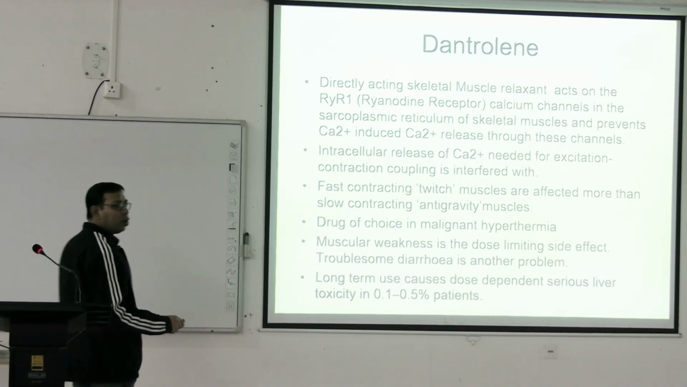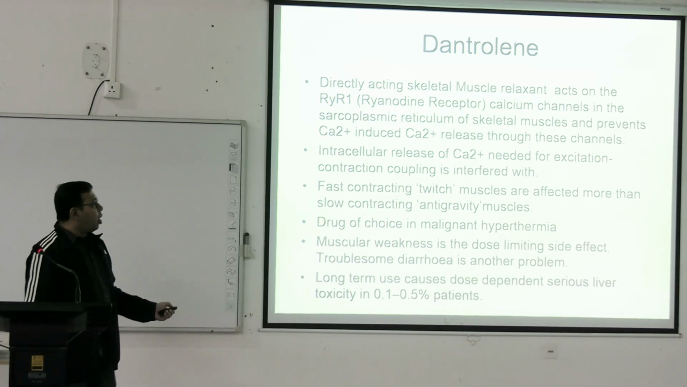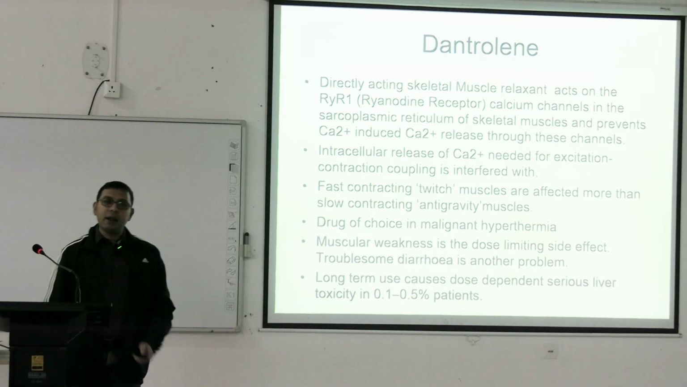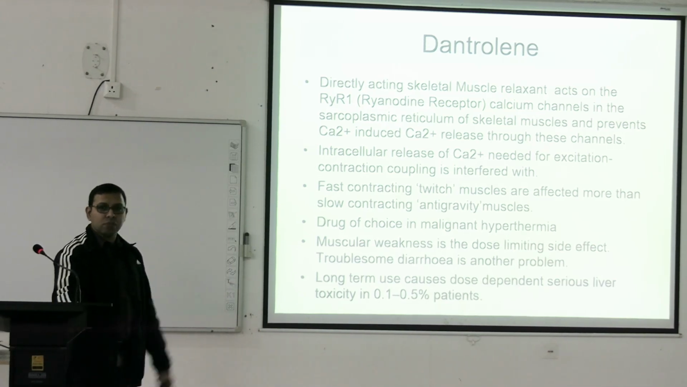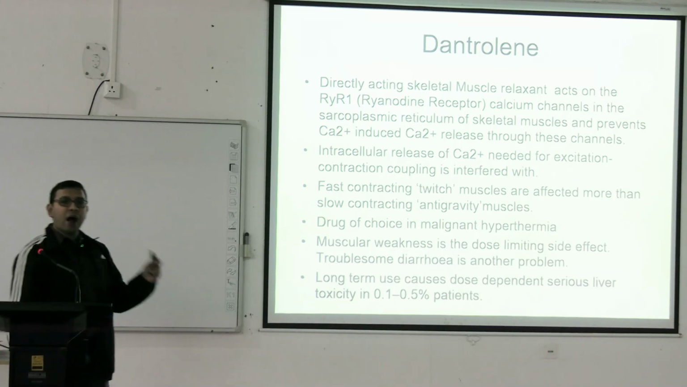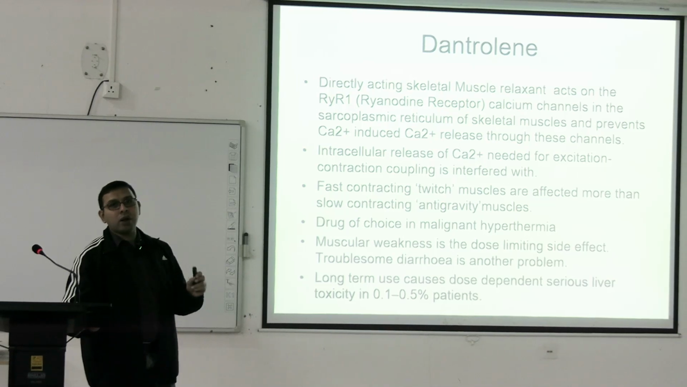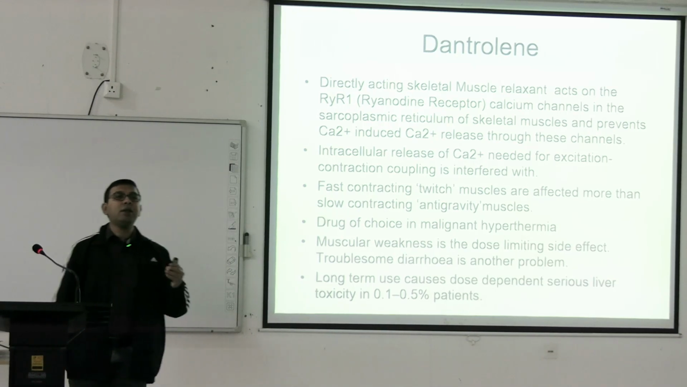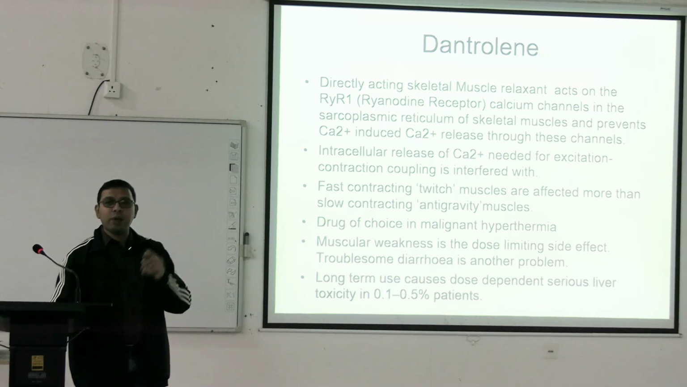So fast contracting twitch muscles are affected more than the slow contracting anti-gravity muscles, and this is the drug of choice in malignant hyperthermia. Again, this is an important question often asked, what is the drug of choice for malignant hyperthermia? Dantrolene. Dantrolene acts on which receptor? Ryanodine 1 receptor. Present on what? On the sarcoplasmic reticulum of the skeletal muscles. Why is it not acting on the heart or other smooth muscles? Because in those cases ryanodine 2 receptor is present.